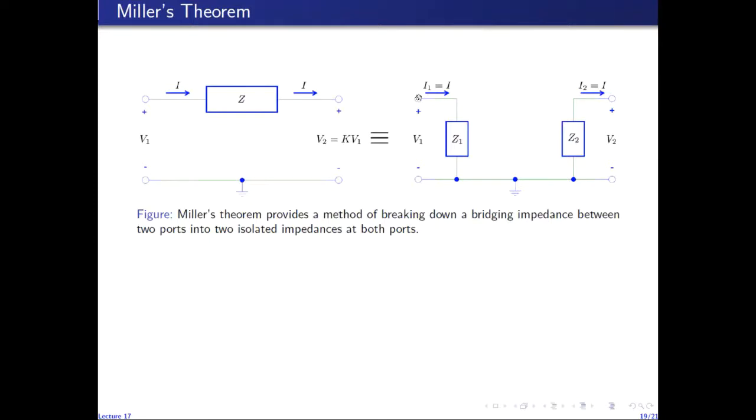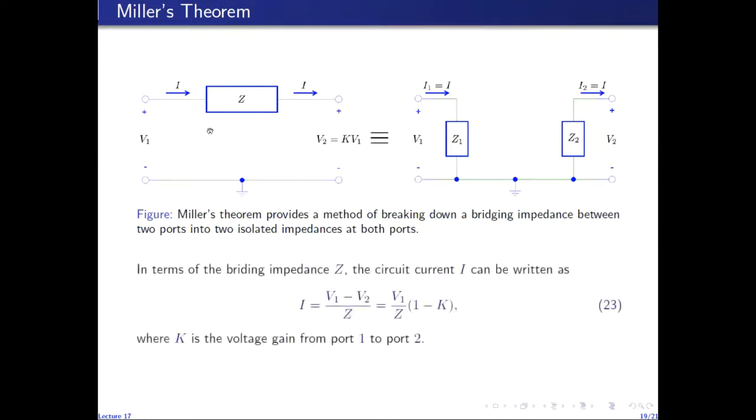So in other words, I1 must equal I and I2 must equal I. So the current I can be found from this circuit in terms of V1, V2, and Z like this. Since I is flowing in this direction, the voltage at this node with respect to ground is V1, and the voltage at this node with respect to ground is V2. So the voltage at this node with respect to this node is V1 minus V2. So I is given by V1 minus V2 over Z.